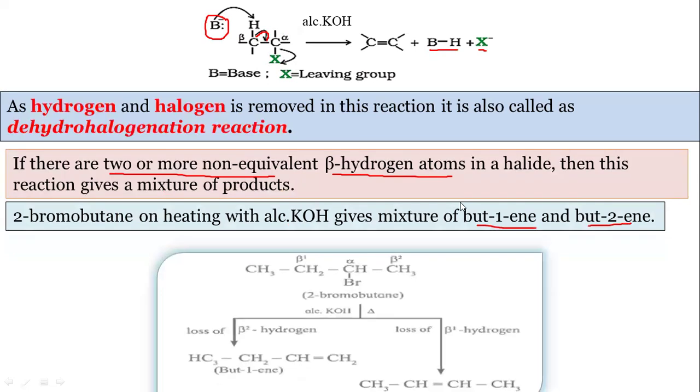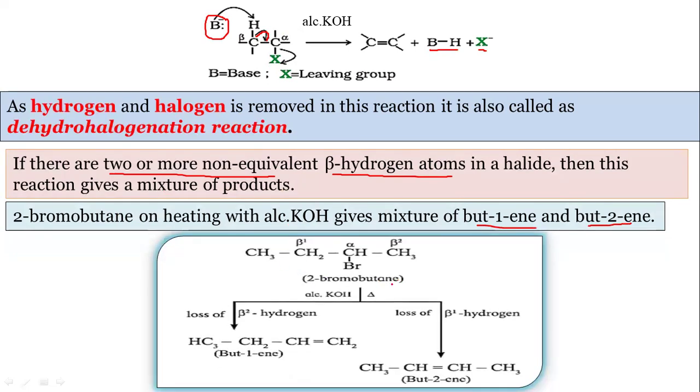So how this reaction takes place, we can see. This is 2-bromobutane according to the IUPAC nomenclature system. We have to give the numbering. This is carbon number 1, carbon number 2, carbon number 3, and carbon number 4. On the second carbon, bromine is attached, that's why it is 2-bromobutane, and 4 carbon atoms are there.